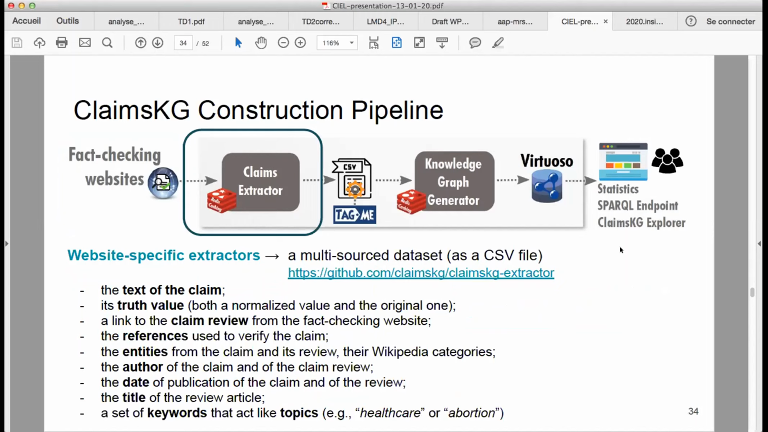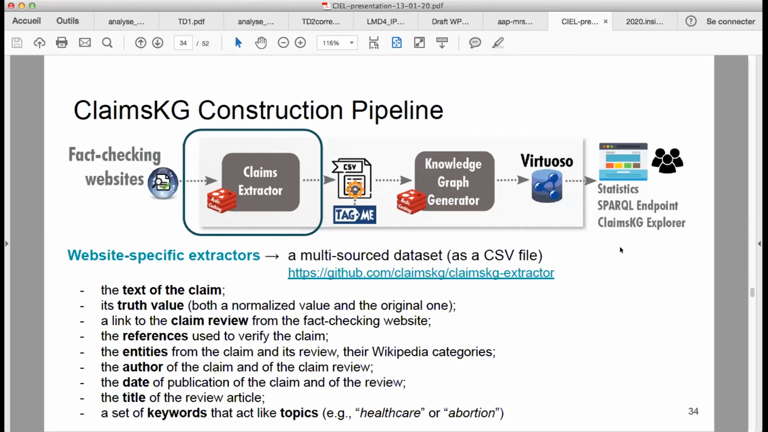Then we have a component of extracting claims, where according to the information which is available in each resource, we try to fill in the different classes and so to instantiate, so to speak, our model. So we collect the text of the claim, its truth value, the text of the claim review, so the article which comes with the reviewed claim. We extract the references that are included in this text, as well as the entities from the claim and from the text of its review. The authors, the dates, the titles, and so on.